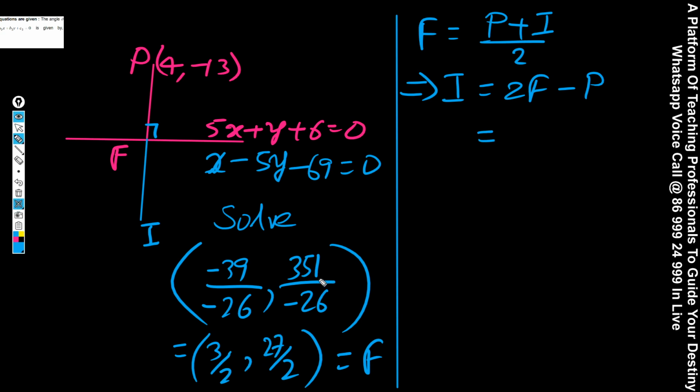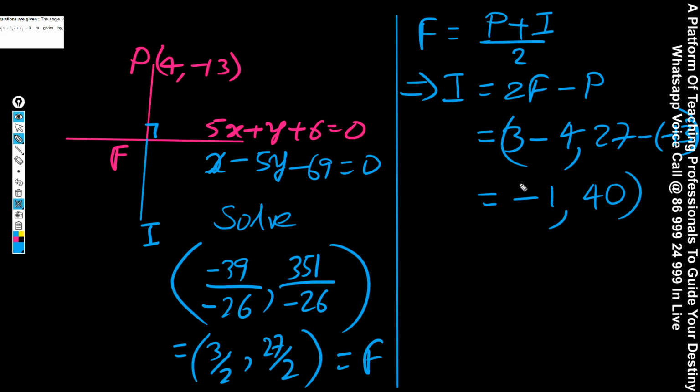Twice F means multiply this. Twice F, 2 into 3 by 2, 3, minus P, minus 4. Multiply please, 2, 27, minus P, minus of minus 13. Then what will it be? Minus 1 comma 27 plus 13, 40. Minus 1 comma 40 is the reflection.